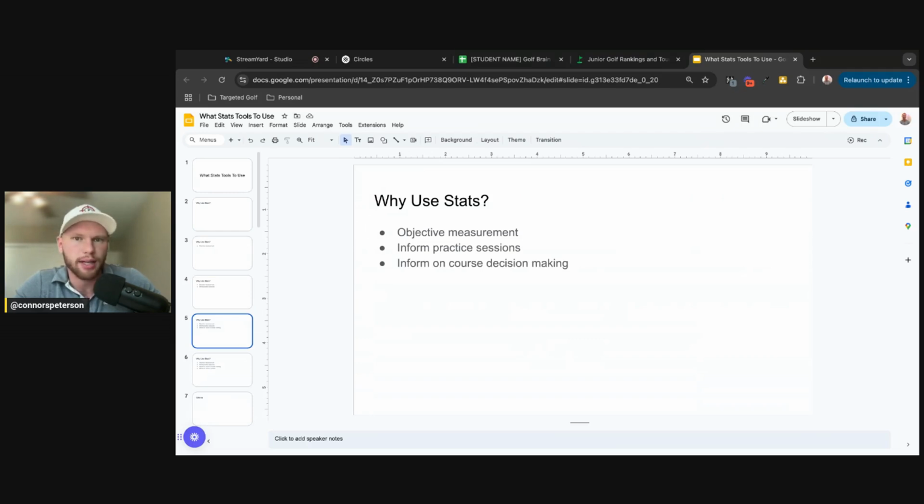Just to throw out one example that I see all the time. And this will get into one of the statistics that every stats tool needs to be able to track. And that is your greens in regulation on par threes, par fours, and par fives. One of the most common things that I see amongst junior golfers is in their minds, and in most people's minds, they see par fives as an opportunity to make birdies. They think, hey, the guys on the PGA Tour, they play these holes under par. Therefore, I should play these holes under par.